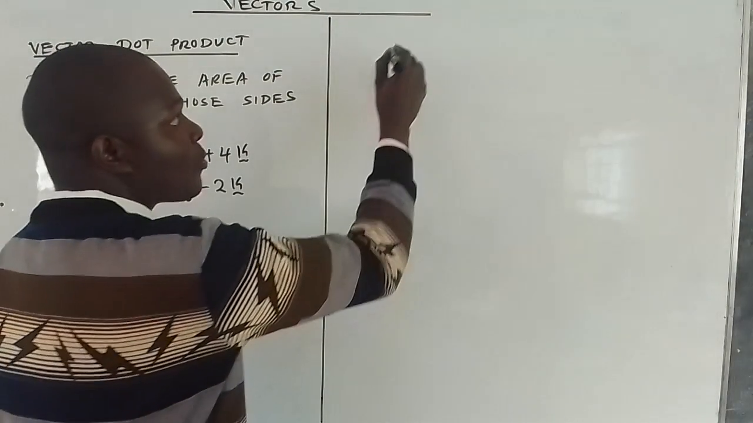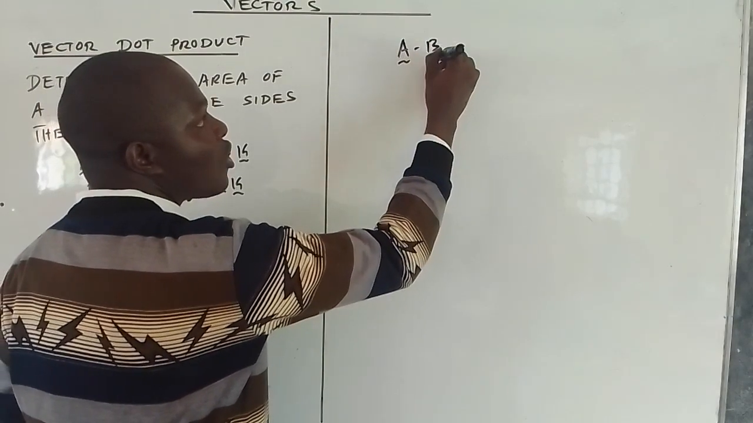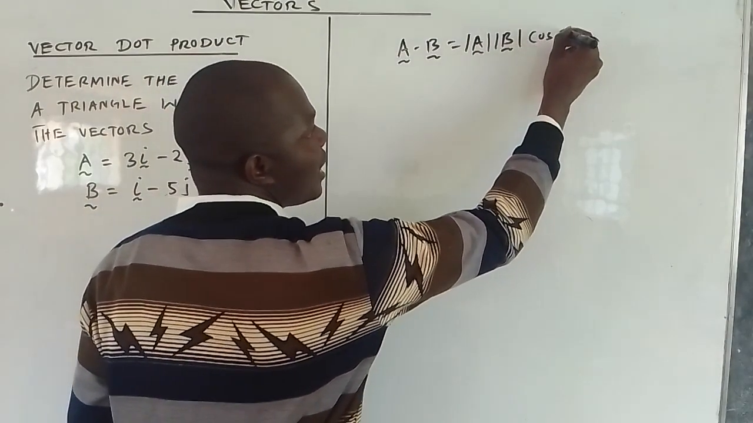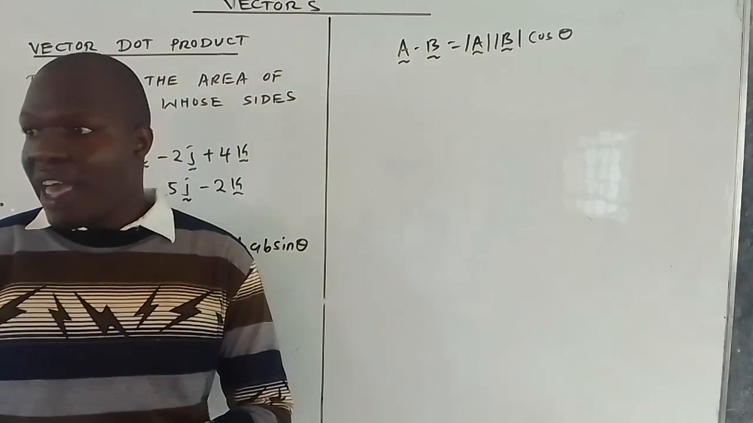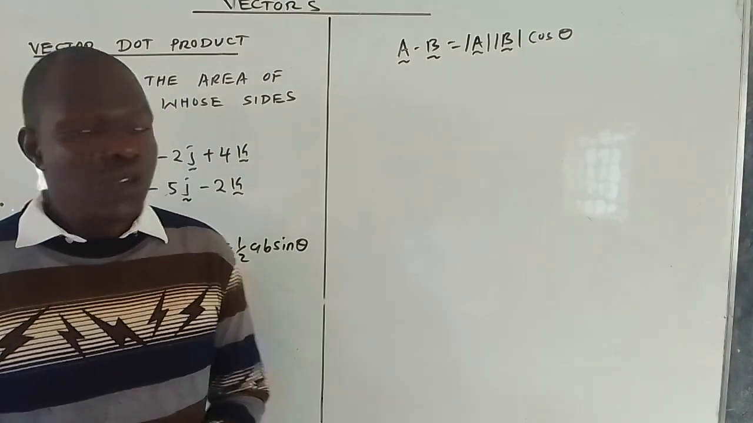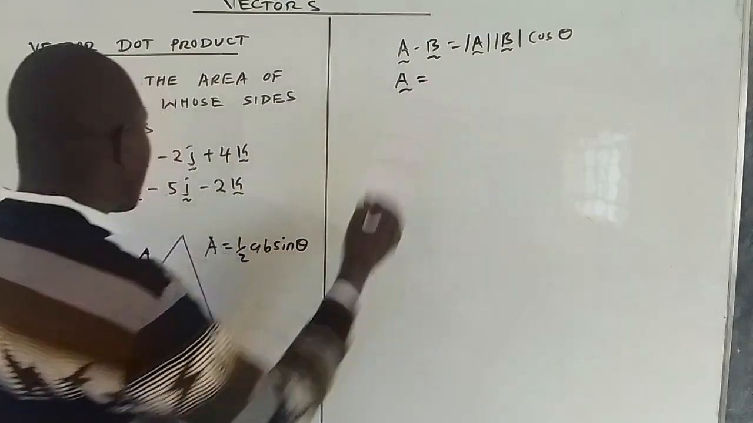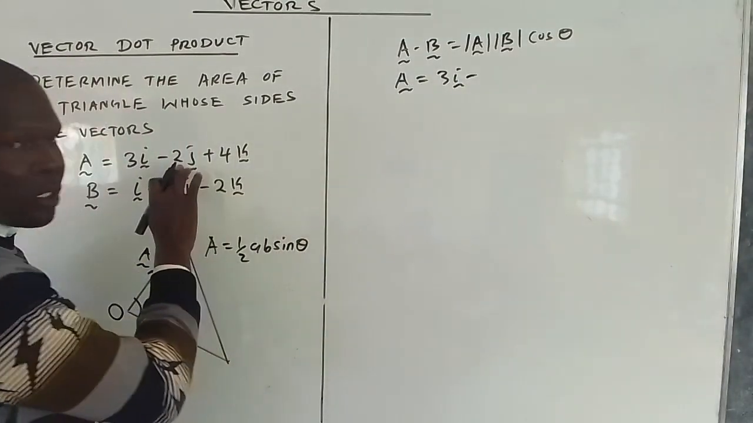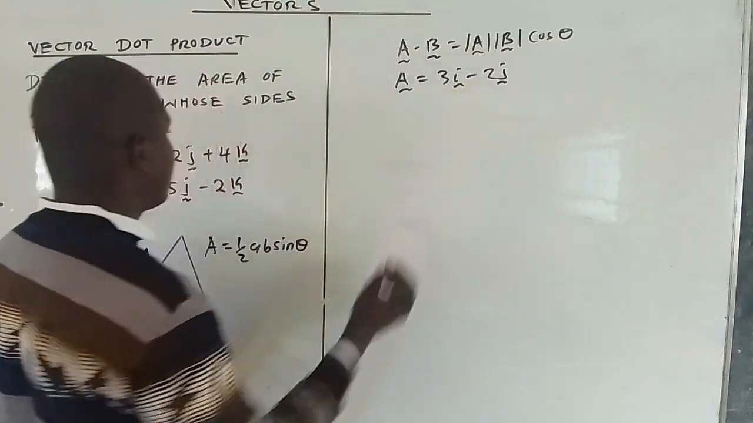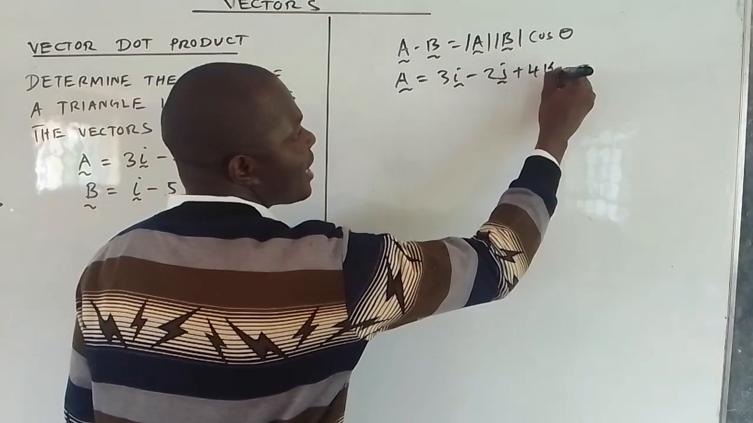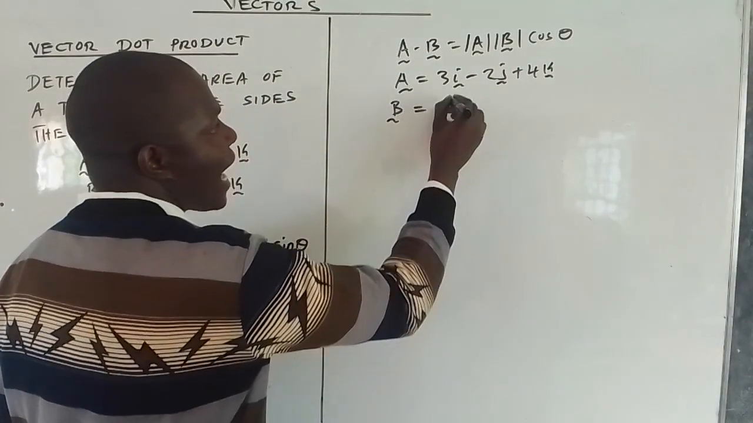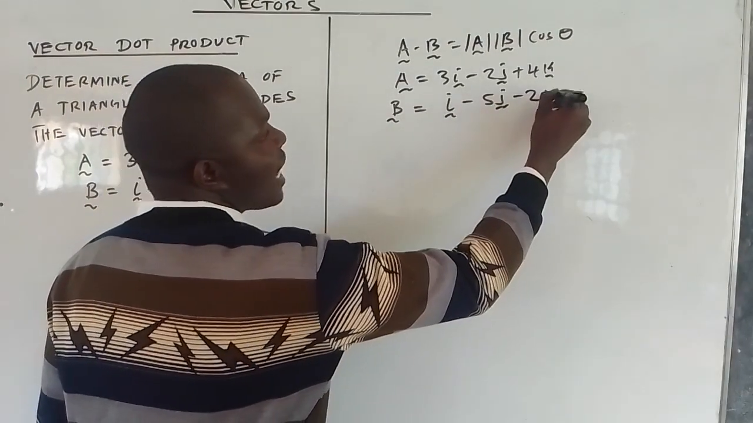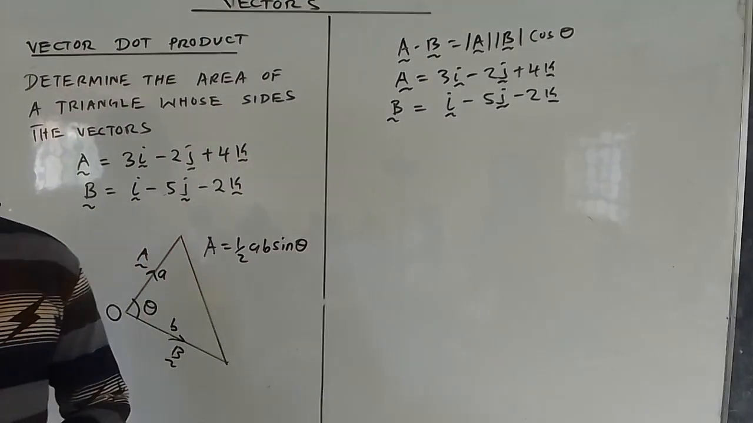From the vector dot product, we know that vector A dot vector B is given by the magnitude of vector A times the magnitude of vector B times the cosine of the angle between them. So what is your vector A? Vector A is 3i minus 2j plus 4k. Then vector B is i minus 5j minus 2k. That is what you've been given.